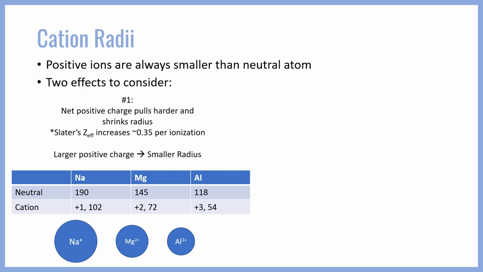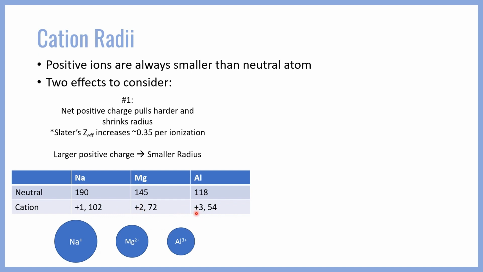So the neutral sodium atom is going to have a size of about 190 picometers, whereas the cation is going to be 102 picometers. The magnesium atom is going to be 145 picometers, but the magnesium plus 2 ion is going to collapse all the way down to 72 picometers. So we see not only that the cations are smaller, but that the greater the charge on the cation, the smaller it's going to be.